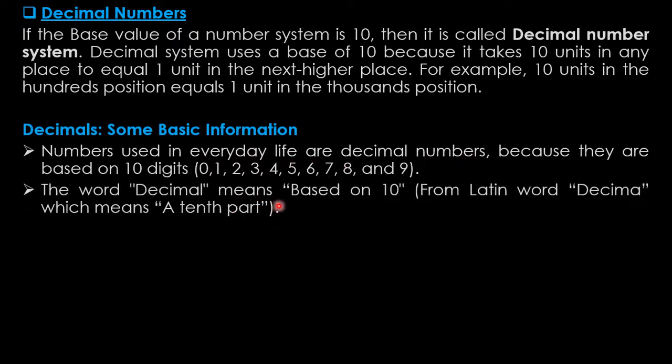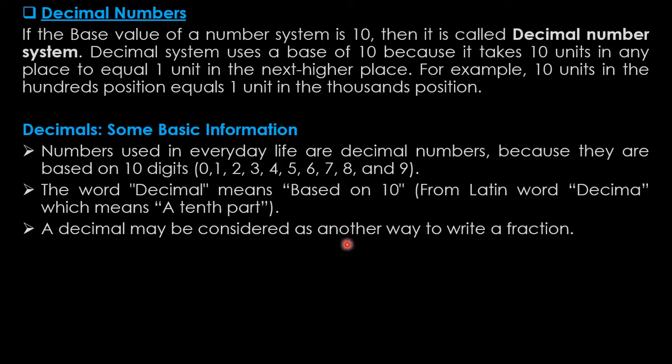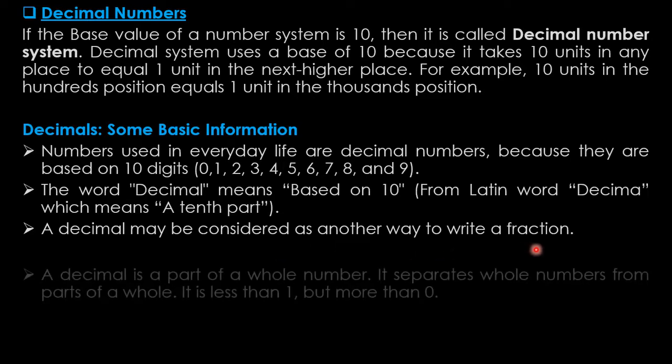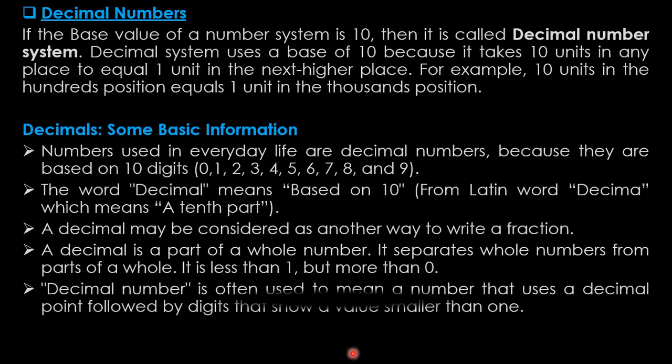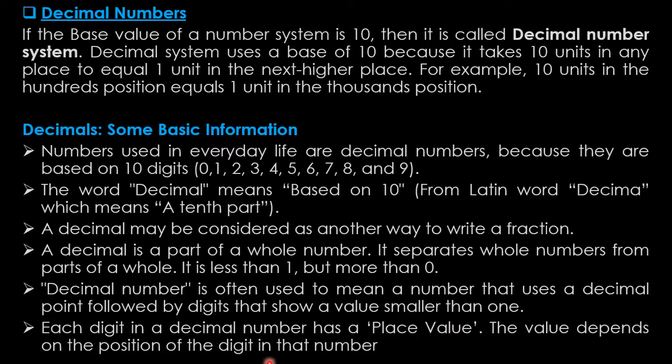The word decimal means based on 10. It is from a Latin word decima, which means a tenth part. A decimal may be considered as another way to write a fraction. A decimal is a part of a whole number. It separates whole numbers from parts of a whole. It is less than 1 but more than 0. A decimal number is often used to mean a number that uses a decimal point followed by digits that show a value smaller than 1. Each digit in a decimal number has a place value. The value depends on the position of the digit in that number.